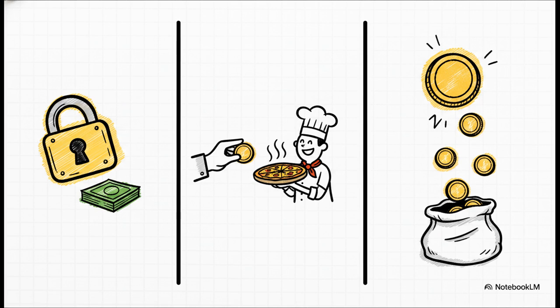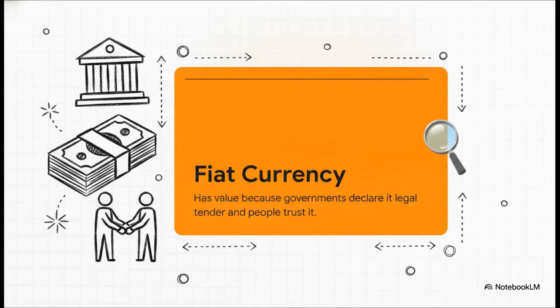First, it's got to store value. So if you save your money today, it needs to still be worth something next month. Second, it absolutely must be accepted everywhere. It does you no good if the pizza place flat out refuses to take it. And third, it has to make trading easier, meaning it's easy to carry around and can be broken down into smaller amounts. And that brings us to a really crucial concept you need to know.